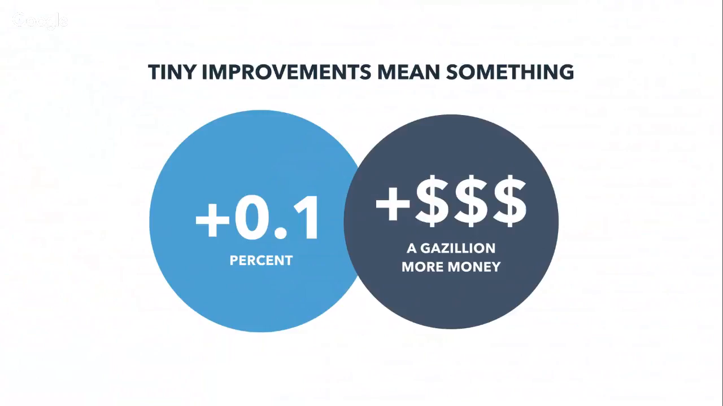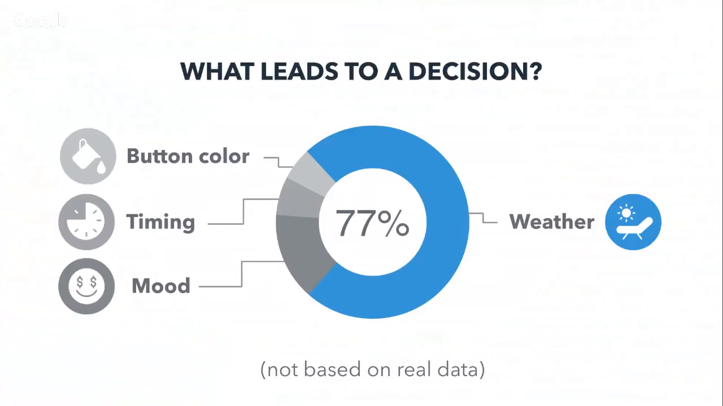Think of Amazon. If they get a little bit better in their conversion rate, they make a ton more money. But for me, we spent ages on optimizing, and for me, it always felt a little bit like that. What actually leads to a decision when a user uses our products? Is this really the button color? Is it the timing? Is it the mood of the person? Or is it at the end just the weather? And then for e-commerce, this is really true that a lot of things depend on the weather.